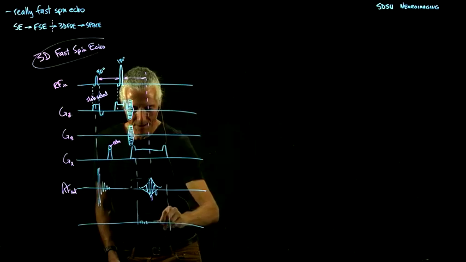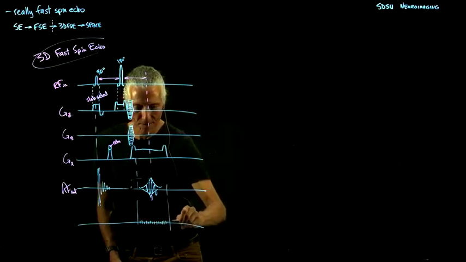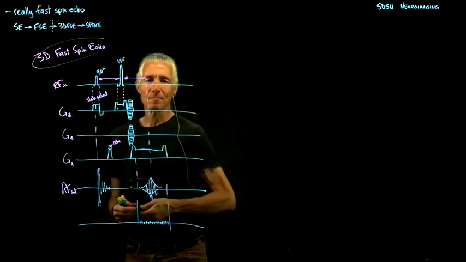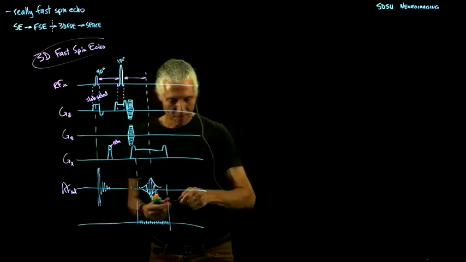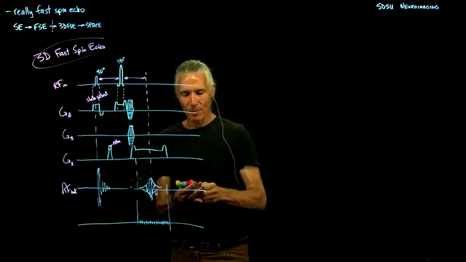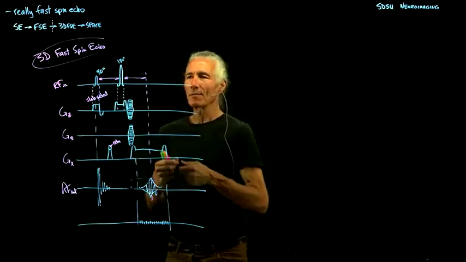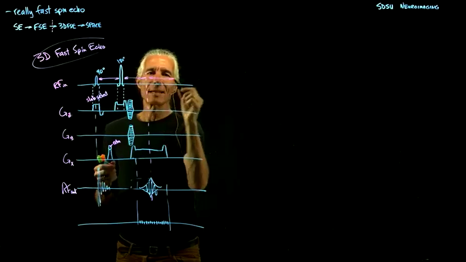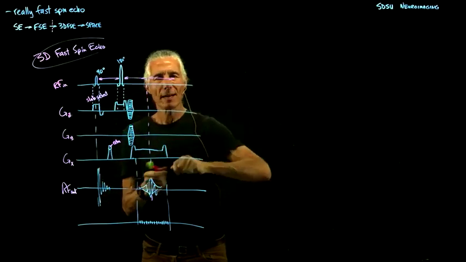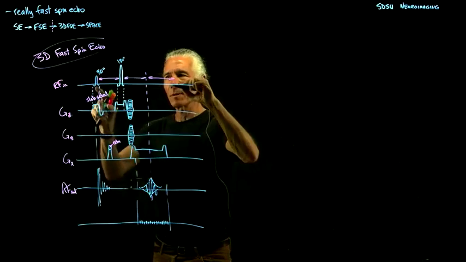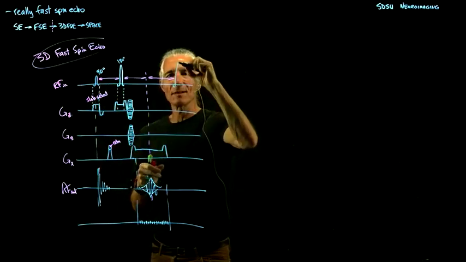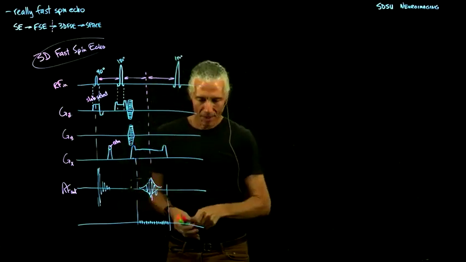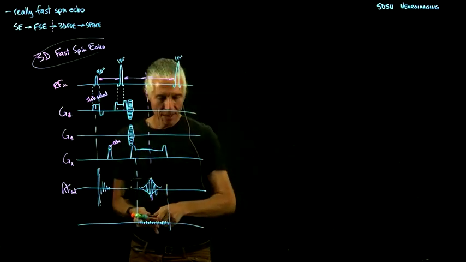So that's our data point for one line of K-space. And once we've done that, we're ready to repeat. And so how do we repeat? We wait that amount of time again, do another 180. So we only do 90, and then we do another 180, and then everything can repeat after that.